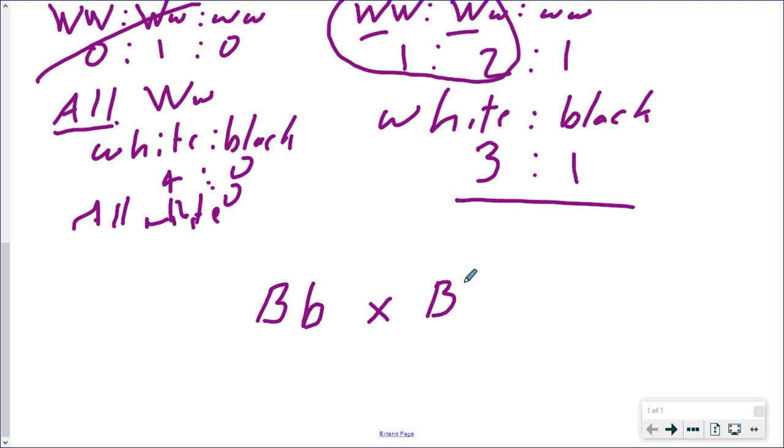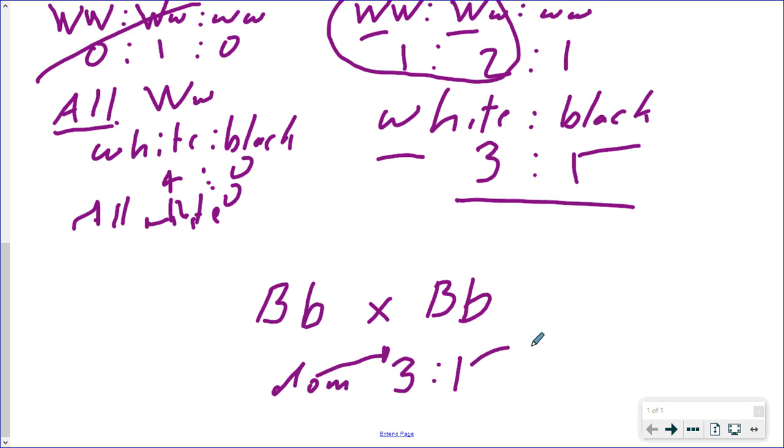Whenever you do have a single trait cross with 2 parents that are both heterozygous, what we are going to end up with is a phenotypic ratio, which is 3 to 1. Always tell me what the 3 is for and what the 1 is for. So up here, the 3 is for white, the 1 is for black. As it turns out, though, the 3 will always be for the dominant trait, and the 1 will always be for the recessive trait.